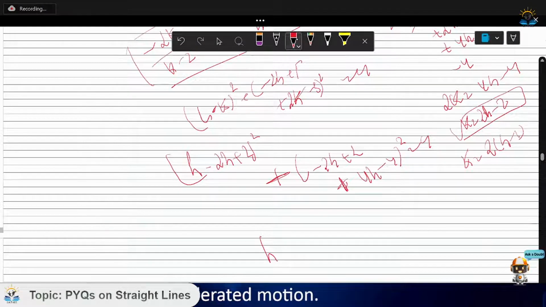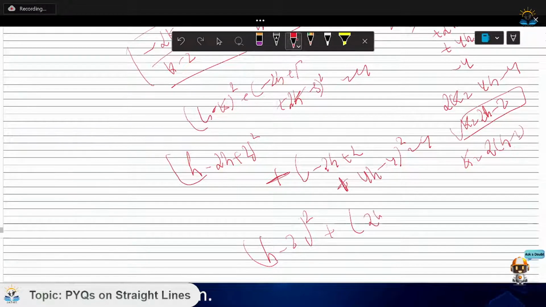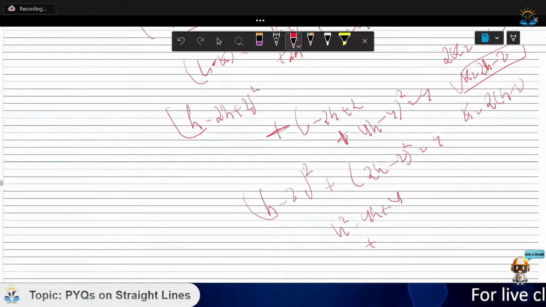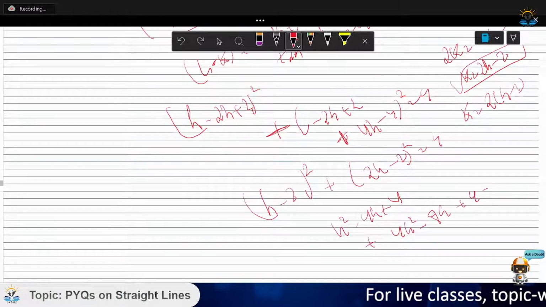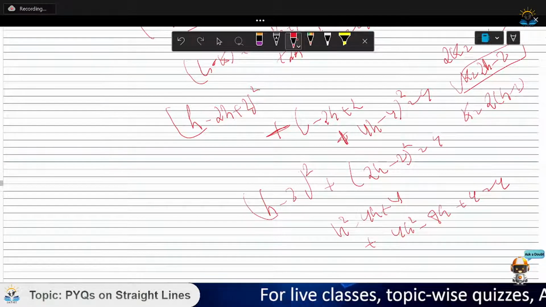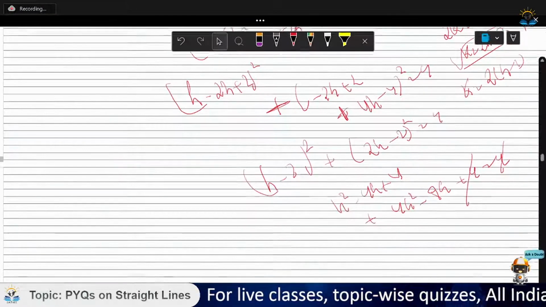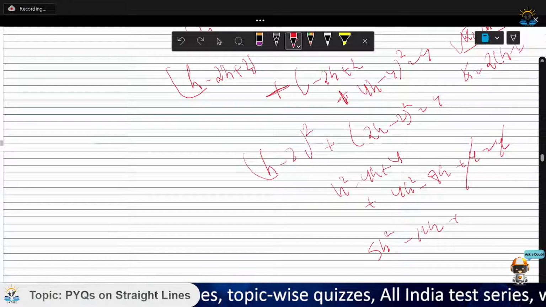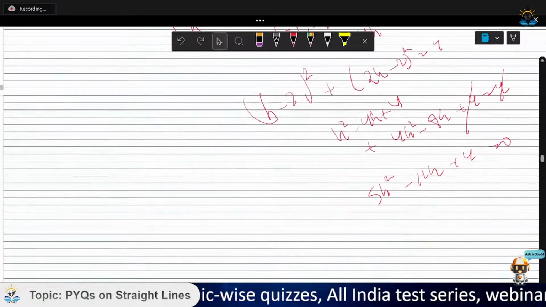So what I get is h minus 2 the whole square plus 2h minus 2 the whole square is equal to 4. This gives me h square minus 4h plus 4 plus 4h square minus 8h plus 4 is equal to 4. So 4 and 4 cancel. 5h square minus 12h plus 4 is equal to 0.